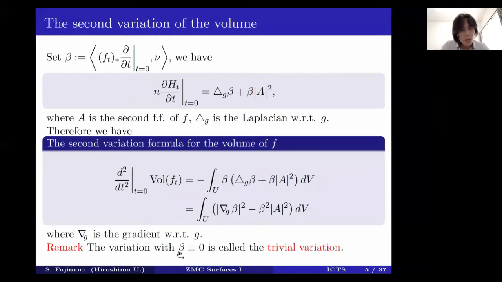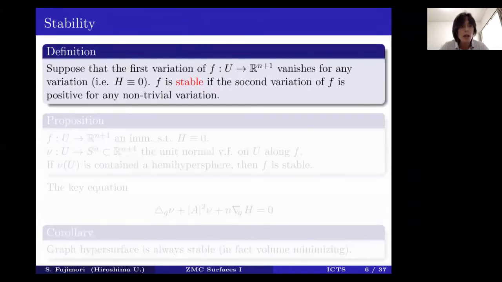So if beta is identically 0, then this is always 0, and this is called the trivial variation. And we think about the stability. First, we define the stability. Suppose that the first variation of F vanishes for any variation. That means H is identically 0. Then F is stable if the second variation of F is positive for any non-trivial variation.